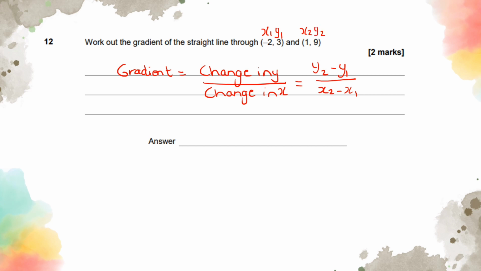So we need to be doing second y take away the first y, so that's going to be 9 take away 3 divided by second x take away the first x. We need to be careful here because the first x is negative. 1 take away negative 2. 9 take away 3 is going to give us 6. 1 take away negative 2 is going to be, remember, 2 negatives you've got here. You're going to need to take a negative 2 away. That's going to be a positive. 1 plus 2 is 3. 6 out of 3 is the same thing as 6 divided by 3. So that's going to give you 2. So the gradient is 2 for this question. And this is how you get full marks from this question.